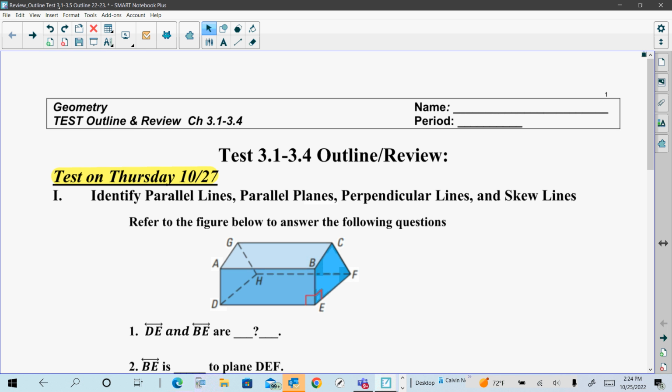Alright guys, I'm going to go over a couple of the problems in each section to help you prepare for your tests on Thursday and help you complete your review.